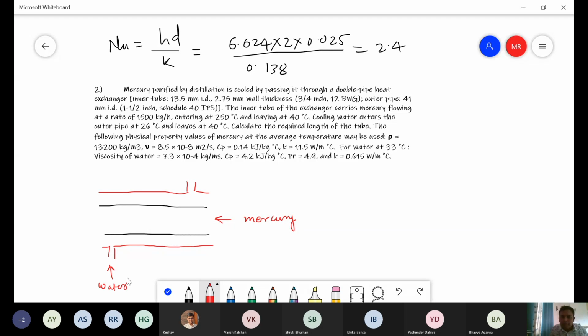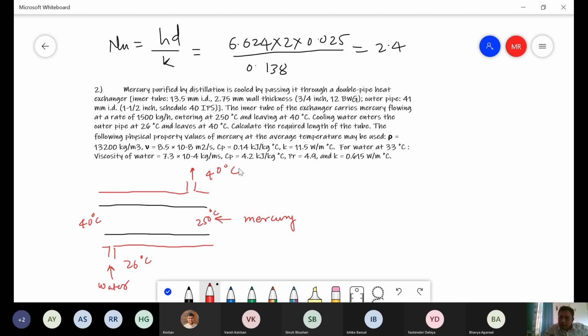What is the temperature? The inlet temperature of the mercury is 250 degrees Celsius. So here the temperature is 250 degrees Celsius. The outlet temperature here is 40 degrees Celsius. The water enters at 26 degrees Celsius and the outlet temperature is 40 degrees Celsius. The properties are given. Now what we have to find out is the length of the tube required.